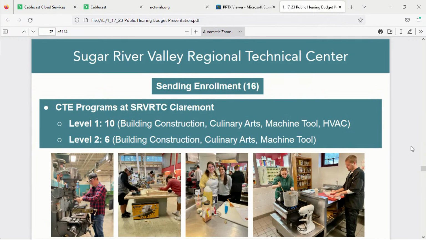This is just, I think, a little nod towards our sister site in Claremont, so the current programs that they offer over there. And as he said earlier, there's 16 students that we are currently sending to Claremont to take advantage of their programs.